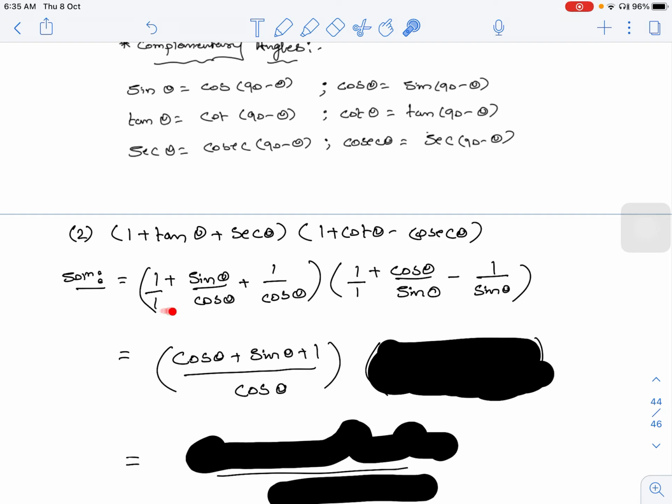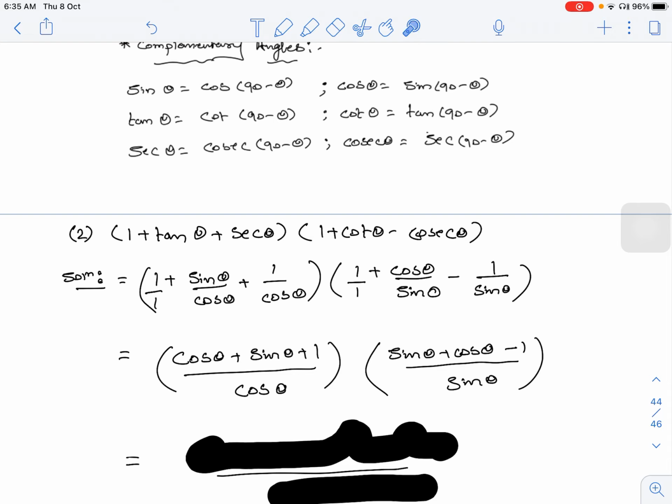Now each one of them has the same denominator, so we have written here cos theta. Similarly, now here we have 1 upon 1. So let us make this denominator also sine. If we make it sine here, we have to multiply the numerator also by sine. When you multiply it, we get sine theta plus this cos theta minus this 1 over here, and since each one of them will have the same denominator, we can write here sine theta.